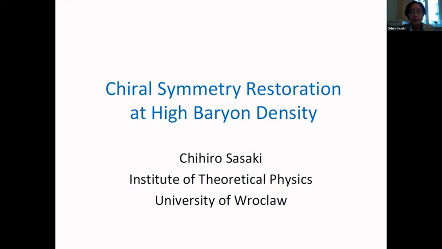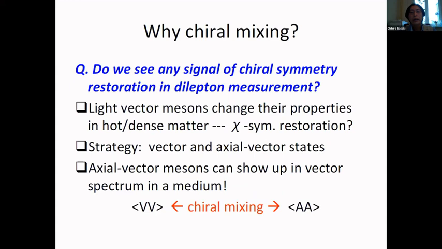Okay, this talk is exclusively about the chiral mixing in the medium, and why chiral mixing. This has already been discussed a couple of times today. This is because this is the ideal way to disentangle the signatures associated with chiral symmetry breaking from another signature directly related to chiral symmetry restoration. So this is clearly the best way to see not only the vector meson property change, but also the similar modifications of axial vector mesons, because their differences are the chiral order parameter.